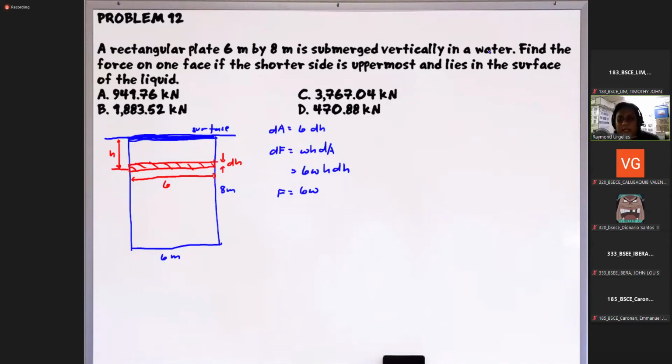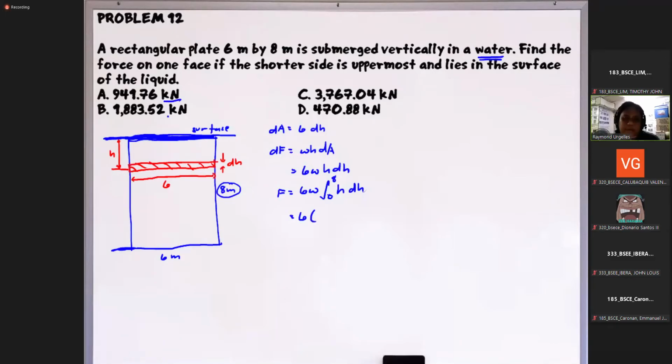Constant yung omega natin kasi water lang to. Di ba? So this will be the integral of h dh. So ano yung limits of integration natin? Mula dito sa pinaka-surface where h is 0 hanggang sa pinaka-bottom ng plate natin, so where h is equal to 8 meters. So therefore this will be from 0 to 8. Okay? So then, substitute omega.